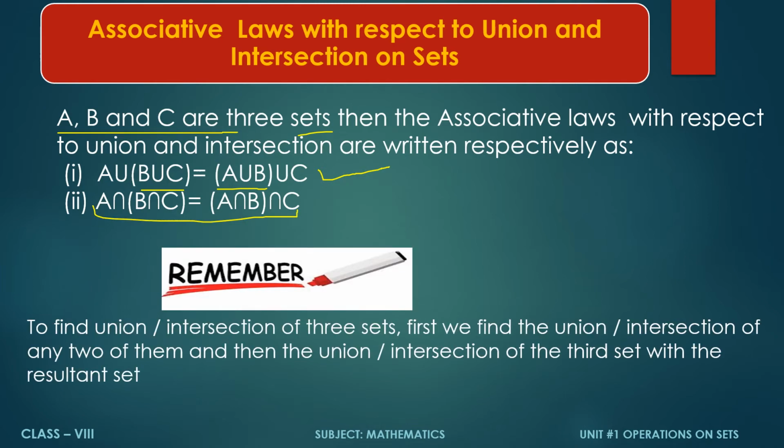Remember that to find the union or intersection of three sets, first we find the union or intersection of any two of them, and then the union or intersection of the third set with the resultant set.